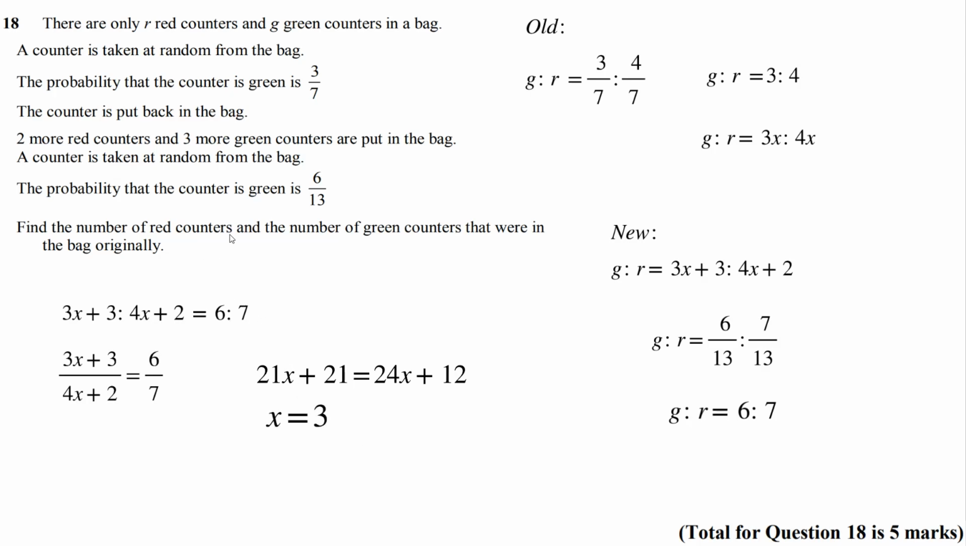And we want how many counters were in the bag originally, red and green. Originally, which is the old, it was 3x and 4x. So now we know that x equals 3, so let's just put that in. So that gives us 9 to 12. So originally there were 9 green counters and 12 red.